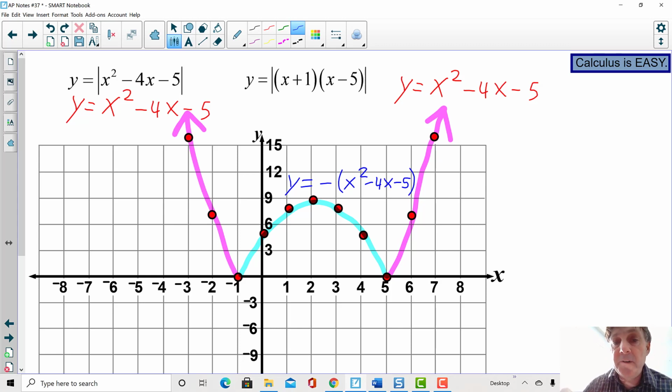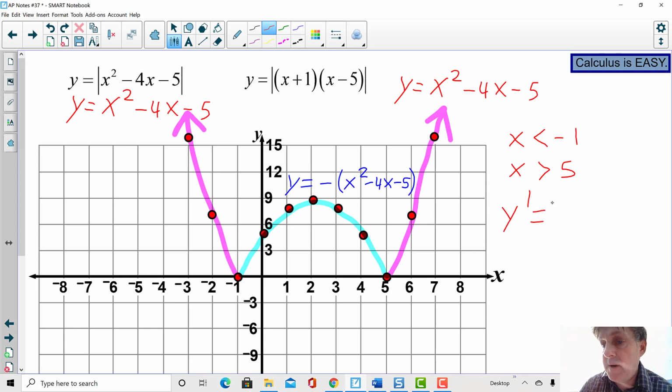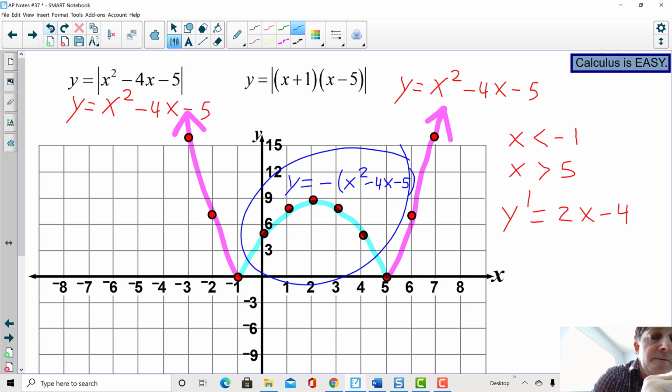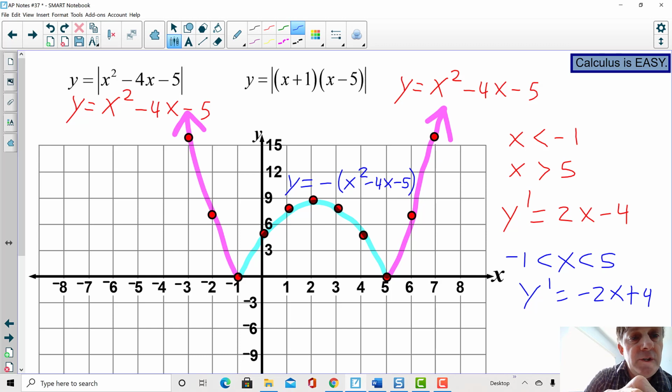Now that's important in case we wanted to do the derivative, because when x is strictly less than -1, or when x is greater than 5, we're just going to do the derivative of the red one, and that'll give us 2x minus 4. If I want to do the derivative of the middle, that's the derivative of the blue one, so that's when x is between -1 and 5. That derivative is going to equal -2x plus 4. So when we do a derivative of a function that contains an absolute value, we usually break it up into a piecewise function. In this case, it was the red and the blue. And that way the derivative is really easy to do.